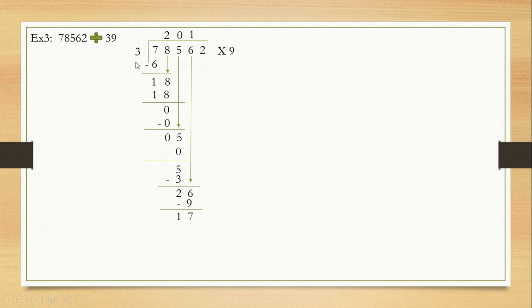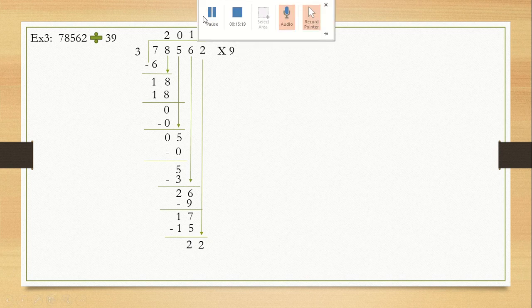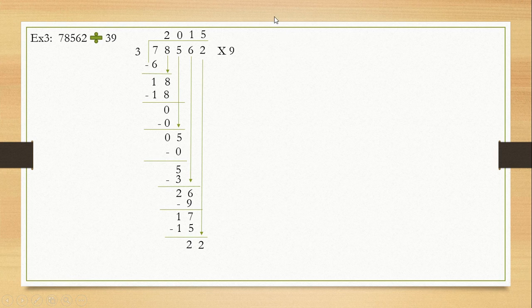How many times will it go? 5. 5 3s are 15. So 2 will remain. So what do we have to do? We have to bring down the next number, that is 2, so 22 will be there. Now whenever you are bringing down, you have to subtract the product. Now see here, 9 5s are 45 only. Can 45 be subtracted from 22? No, it is not possible.